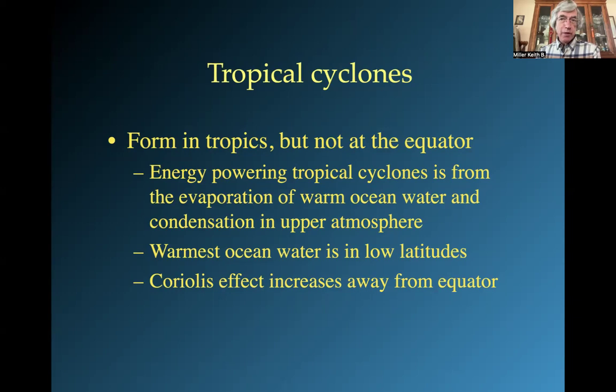But they don't form right at the equator. And the reason they don't form right at the equator is at the equator, there's no Coriolis effect. So it needs warm water for its energy, and it needs a Coriolis effect to spin it up. So again, the energy that powers it is from the evaporation of warm ocean water, and the Coriolis effect is what causes it to spin.